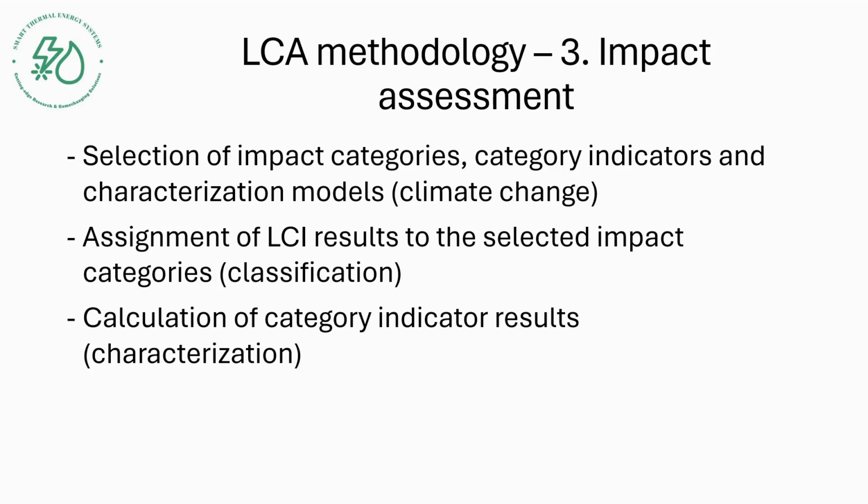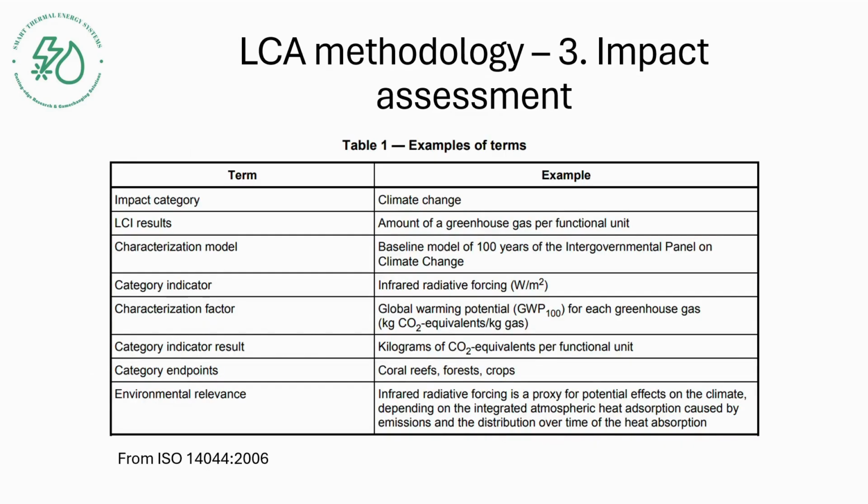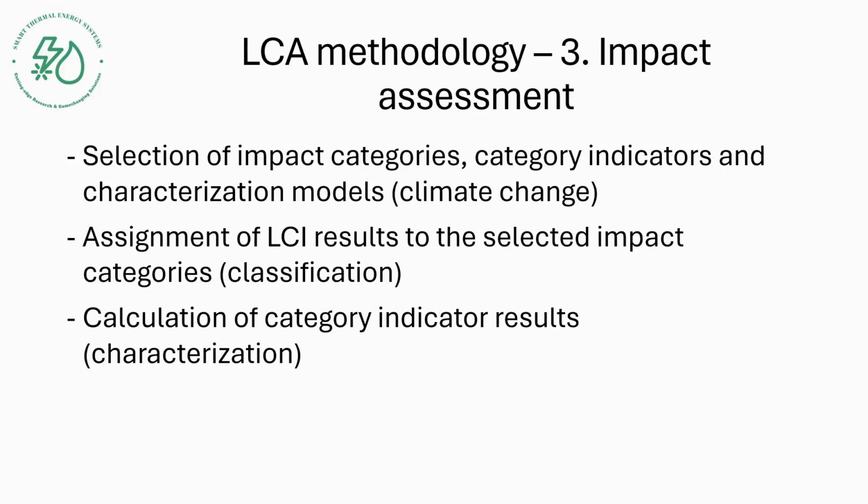As I've mentioned, here we can see an example of climate change as impact category, and we can see to what each term in this example refers. Let's go back to the previous slide. In this phase, we have to select the categories we want to consider in our study and relate the impact of each elementary flow to the impact category selected. Finally, we have to sum the impact that each elementary flow has on the different impact categories considered, and find the final category indicator result.